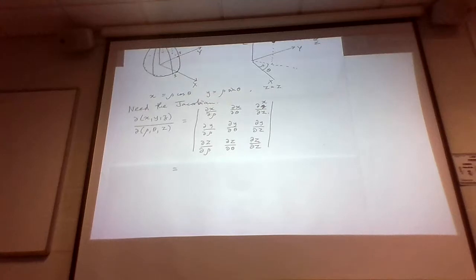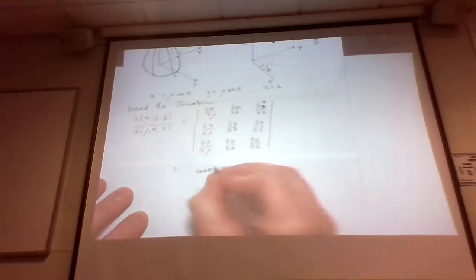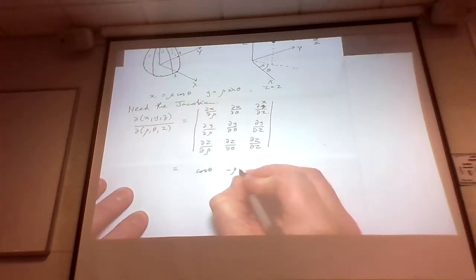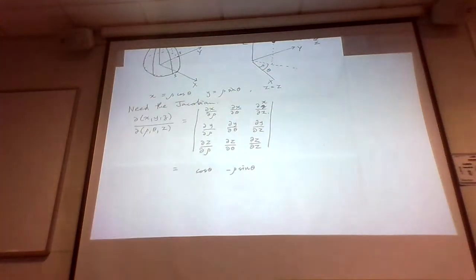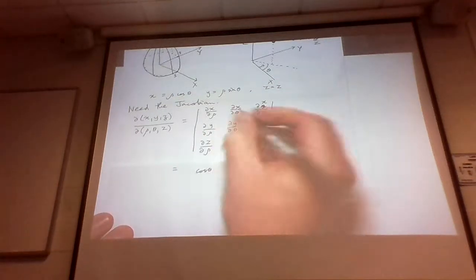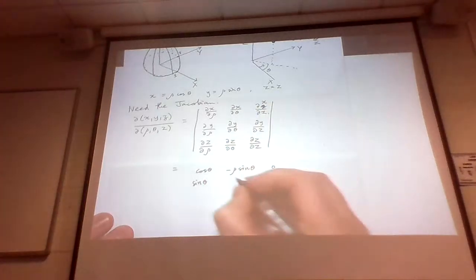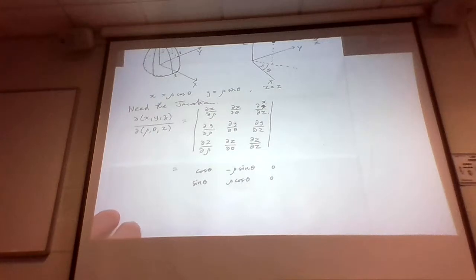And looking at these, so dx d rho is going to be cosine theta. Dx d theta is going to be minus rho sine theta. Dx dz, well, x doesn't depend on z, so that derivative is 0. dy d rho is sine theta. dy d theta is going to be rho cosine theta. And dy dz is again 0.